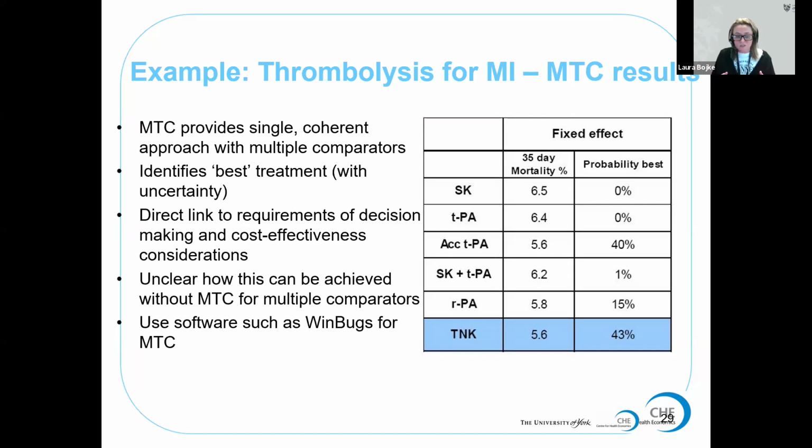And it's very difficult to see how this can be achieved without the use of mixed treatment comparisons. Again, it would be left for decision makers to try and join those dots themselves: where they've seen a difference between A versus B, what that means for B versus C, etc. It gets very, very complex when you end up with a large set of potential comparators and a large set of potential pairwise comparisons. So this provides that kind of unifying framework.